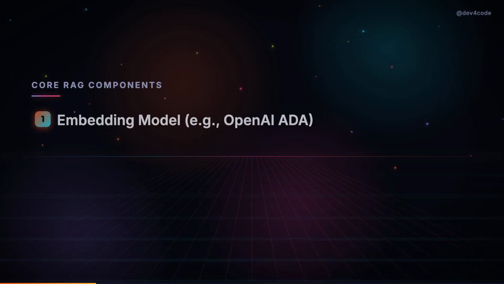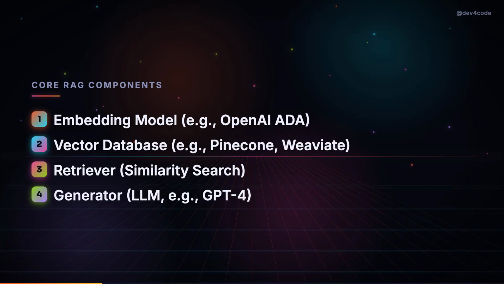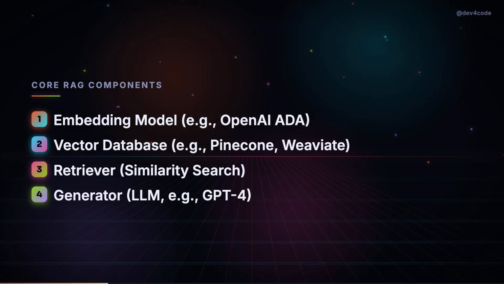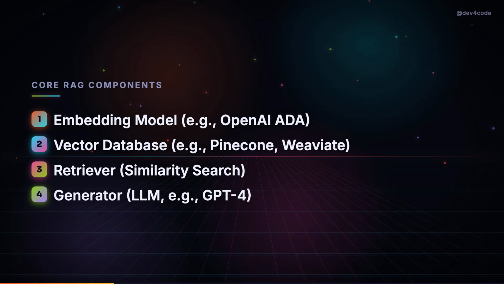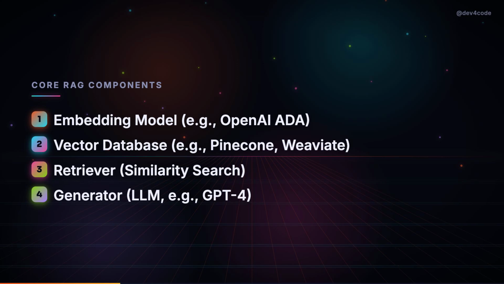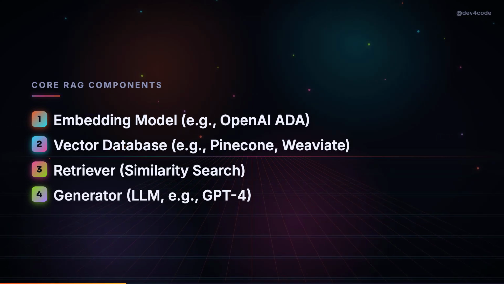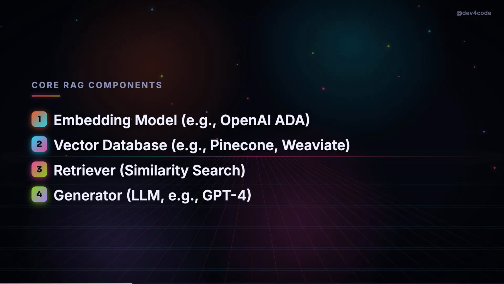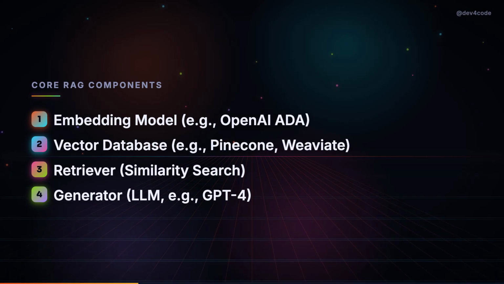At its core, RAG relies on a few critical components working in tandem. These include an embedding model to convert text into numerical vectors, a vector database to store these embeddings, a retriever to find relevant information, and the generator, which is the LLM itself.